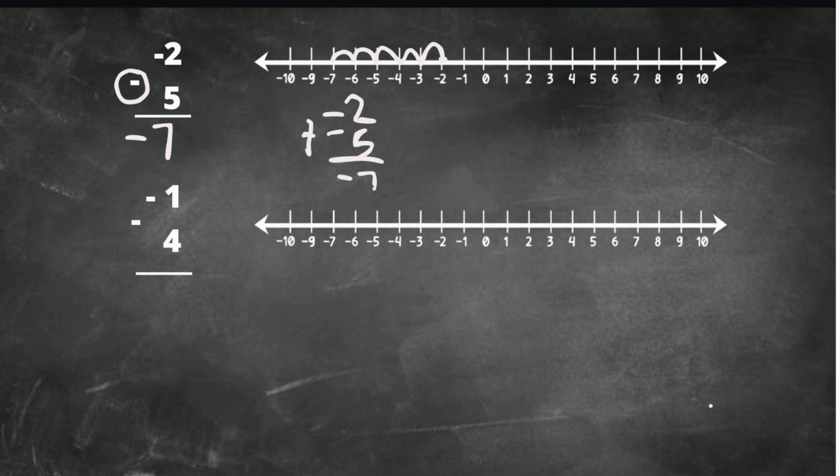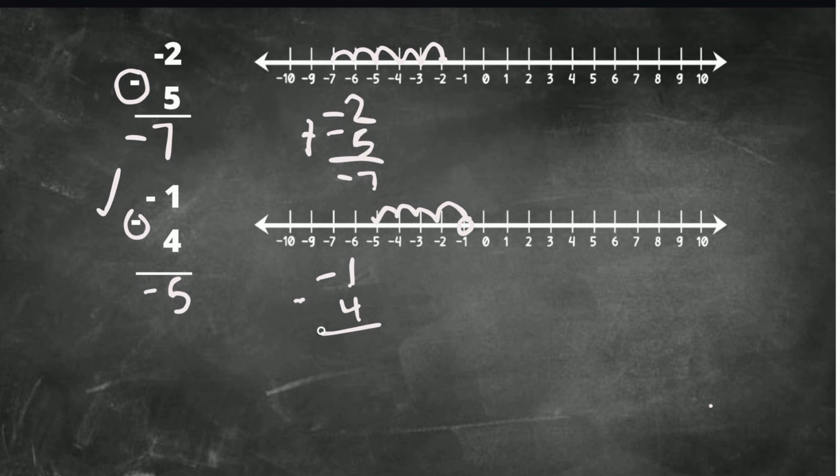Let's do the same thing again with this problem. We're beginning at negative 1. We're going to take 4 away because of the subtraction. So we go 1, 2, 3, 4, and that gives us a negative 5. And again, another way you can look at it, you have negative 1 minus 4. Okay, we're going to change it into an addition problem. So the subtraction becomes addition, and the 4 becomes a negative 4, and that gives us negative 5.